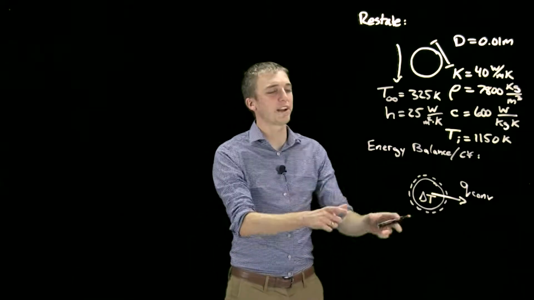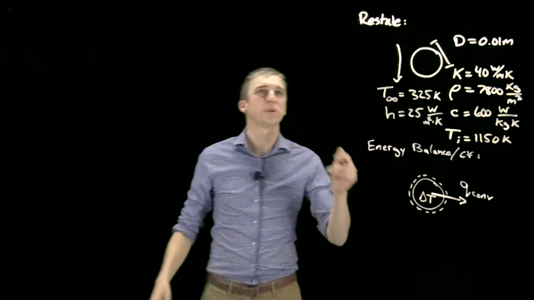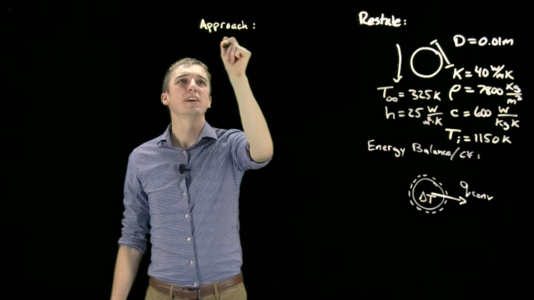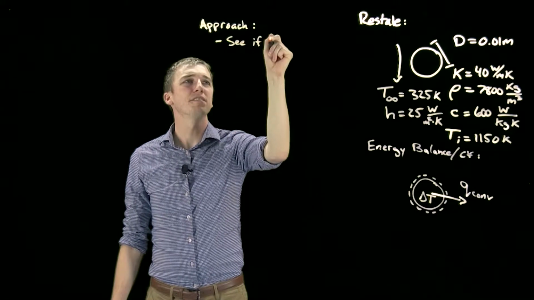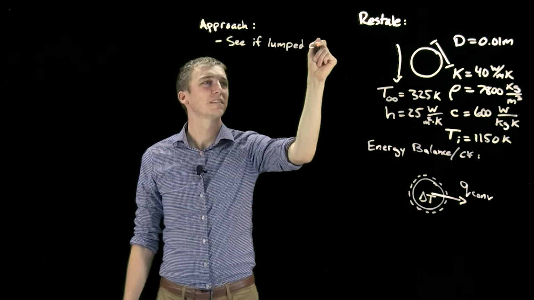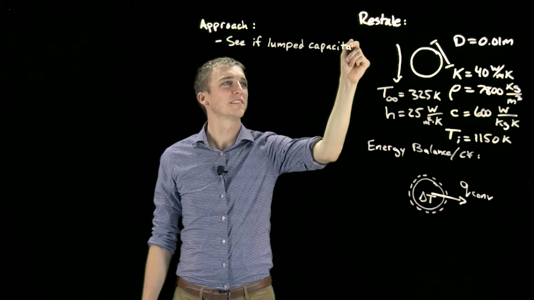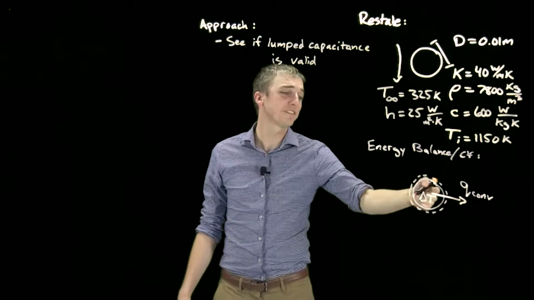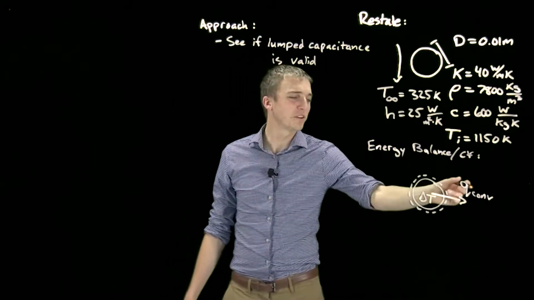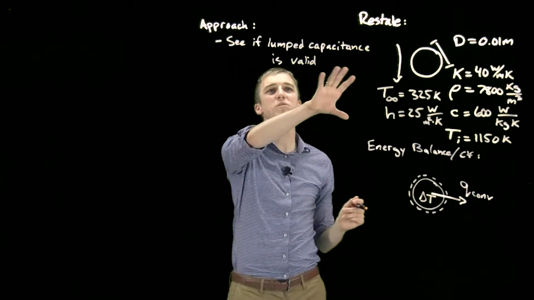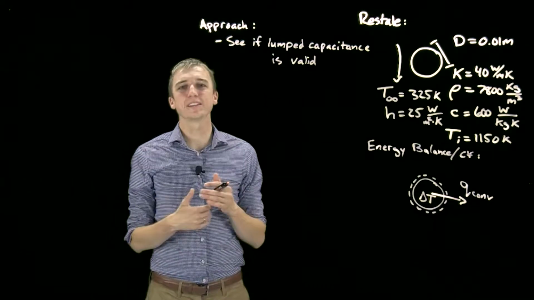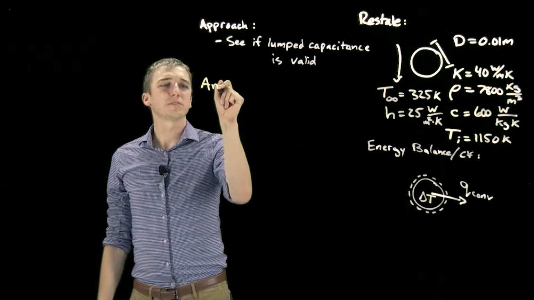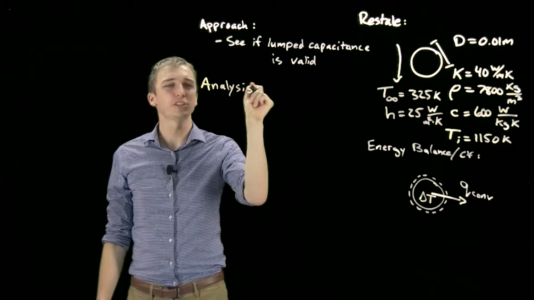Now we're not going to write it out mathematically because, and this brings us to the approach portion, what we're going to do is we're going to see if lumped capacitance is valid. Lumped capacitance we derived using this, I believe, exact situation, a ball with Q convection coming out, decreasing in temperature. So if we can use the lumped capacitance approach, we can skip straight to a final equation. Okay, so let's begin first by doing what we should always do.